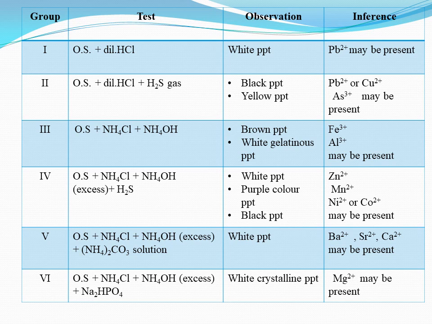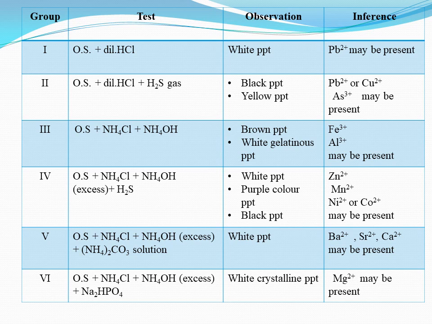In the fourth group, if you don't get any PPT, it means that the fourth group is absent, and you do the test for the fifth group. In the fifth group, there are 3 radicals: barium ion, strontium ion and calcium ion. Now to detect these radicals, take 1 ml of original solution. To this add ammonium chloride and excess of ammonium hydroxide. To that add ammonium carbonate solution. If any radical of this group is present, then you will get a white PPT.